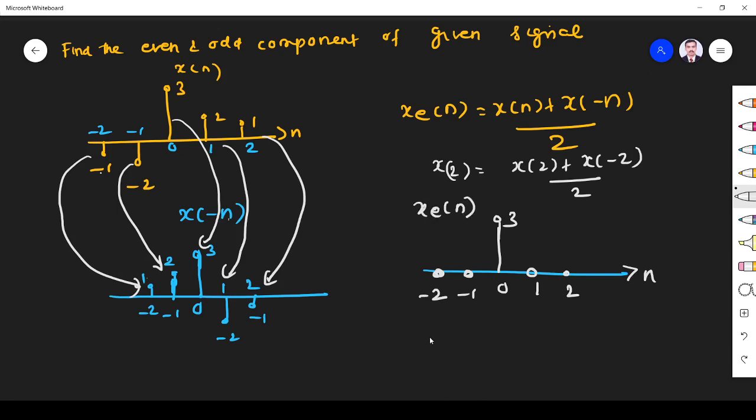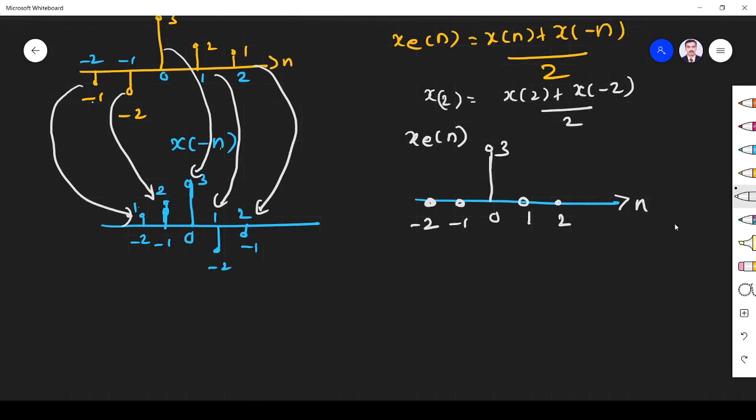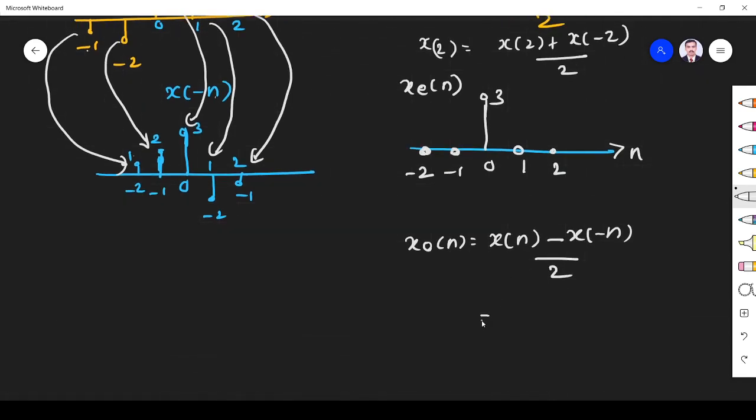So this is n, this is x e of n. Right? Next we find x o of n. What is x o of n? X o of n is equal to x of n minus x of minus n divided by 2. That I write as x of n plus minus x of minus n divided by 2. So I have x of n already, x of minus n I have already. I find minus x of minus n, add with x of n.